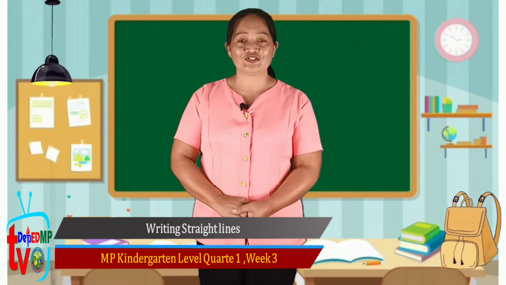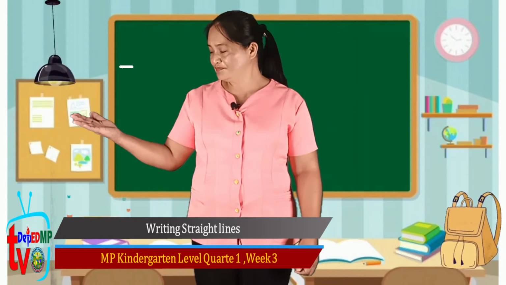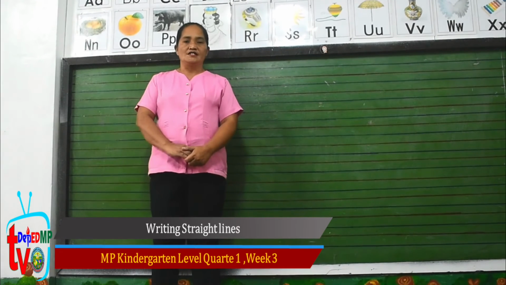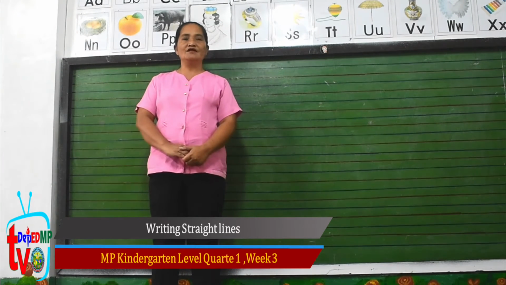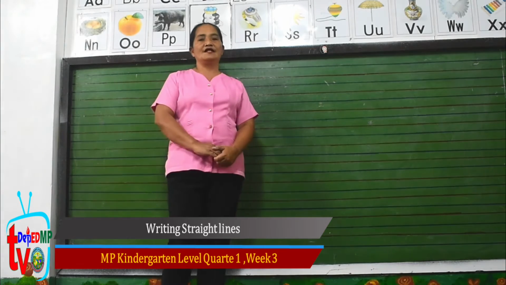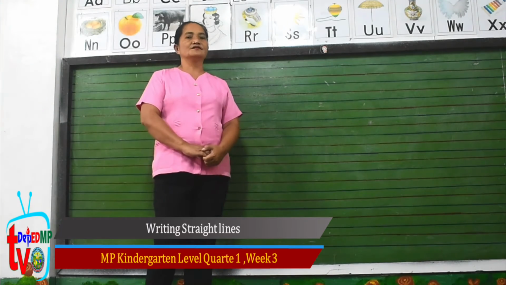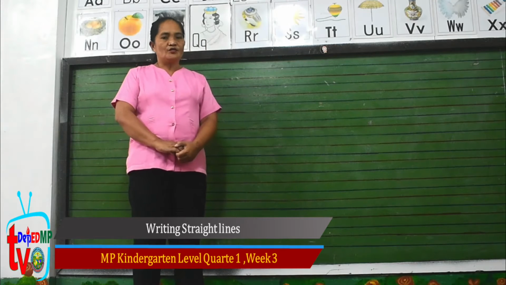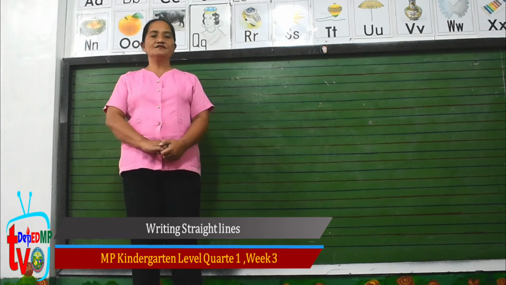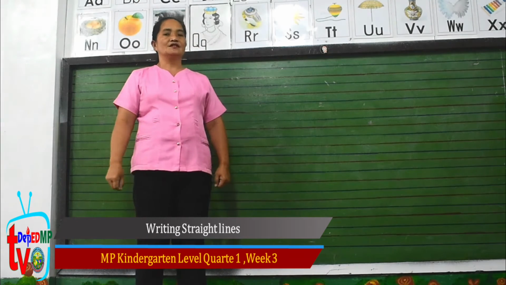There are two kinds of lines. We have the standing line and the sleeping line. Okay, as we have said, we have two straight lines, the standing line and the sleeping line. For the standing line, how are we going to write it? We're going to write starting from the top, going down to the bottom.